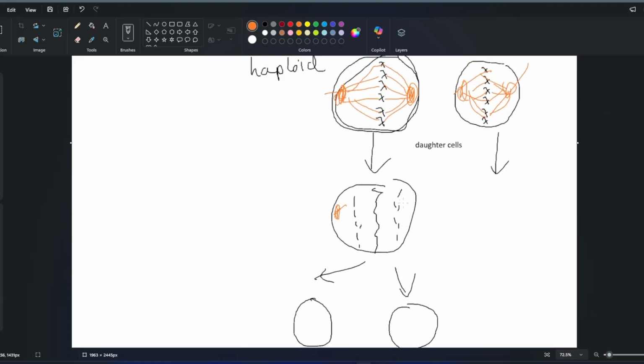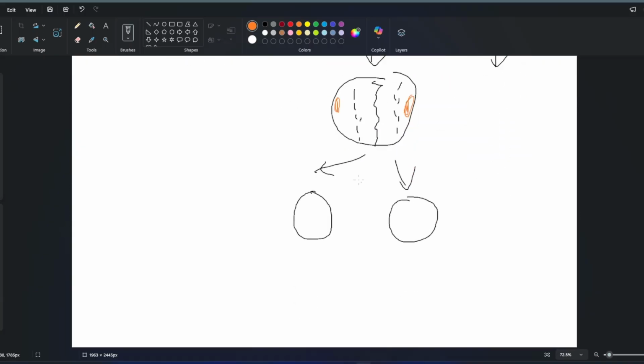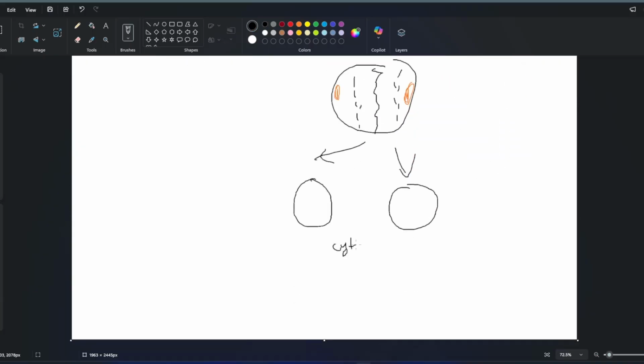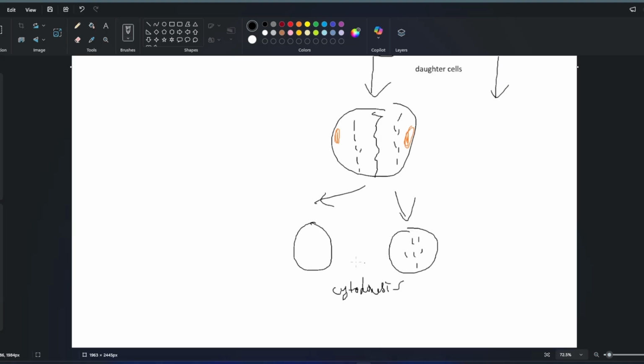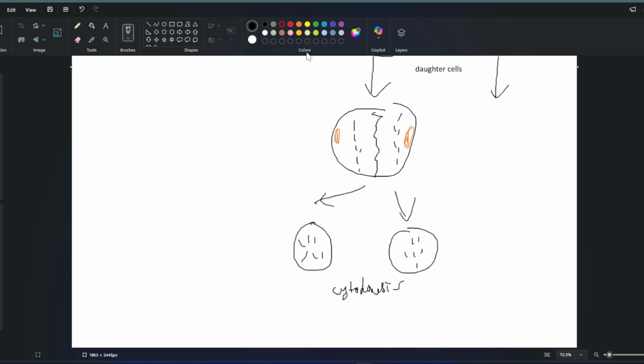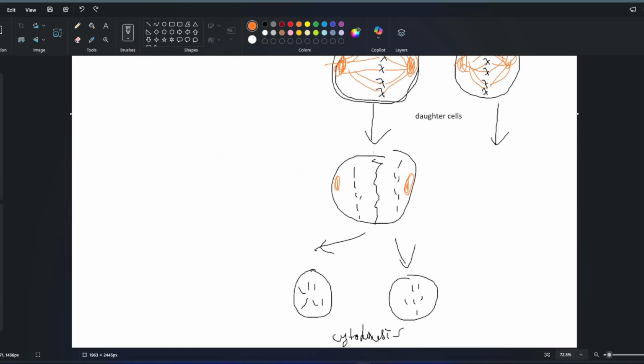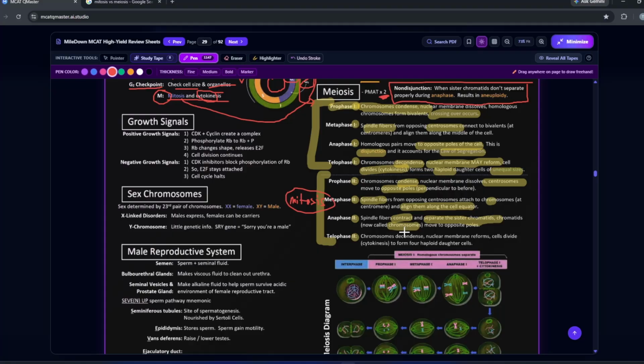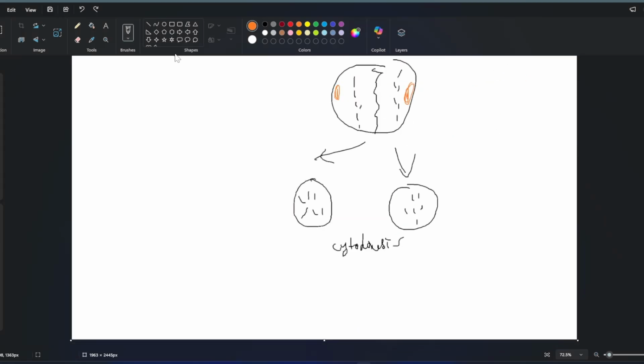This one should be done splitting, and then you get cytokinesis, where it splits fully into individual cells. So they split apart. No, it was done pulling, my bad. They split apart, and now you have 4 haploid daughter cells. So these are now 4 haploid daughter cells.